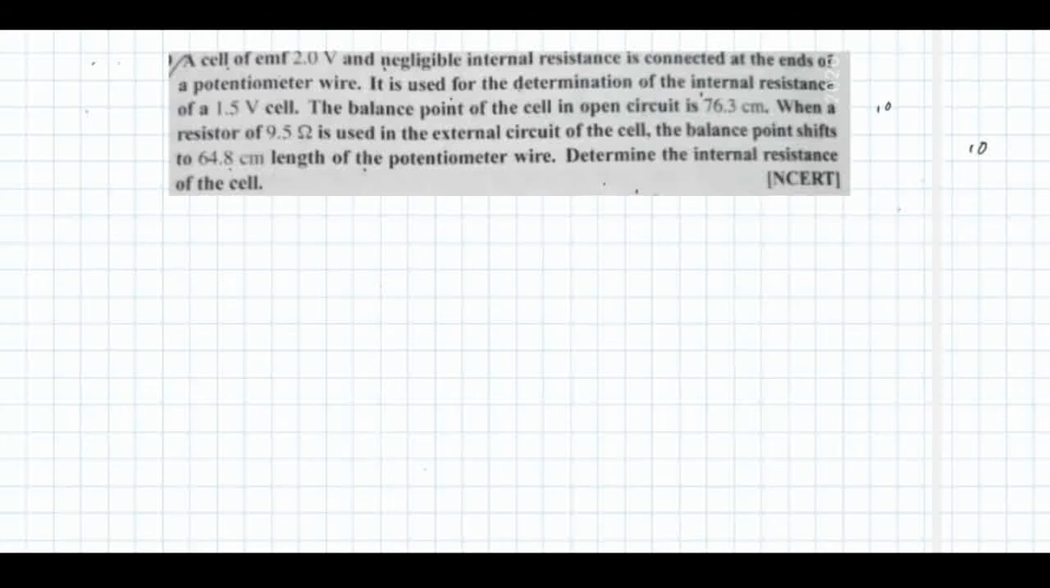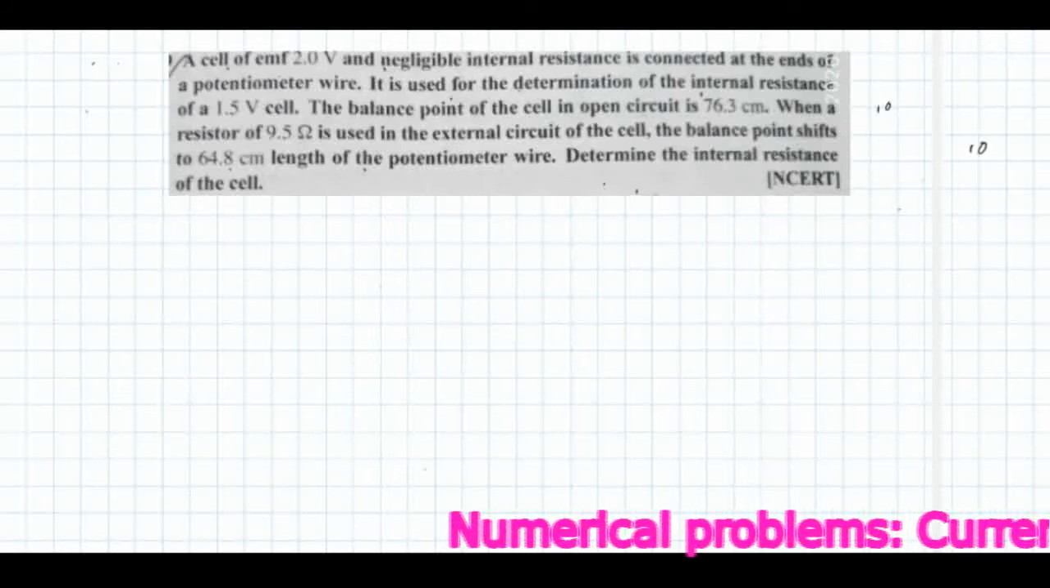How a potentiometer is used to find the internal resistance of a cell. There are two cells: a 2 volt cell, which is the primary cell, and a 1.5 volt cell, which is the secondary cell. Actually, we are finding the internal resistance of this 1.5 volt cell. For a smooth understanding of this problem, you should go through the working of a potentiometer wire and its application to find the internal resistance of a cell.